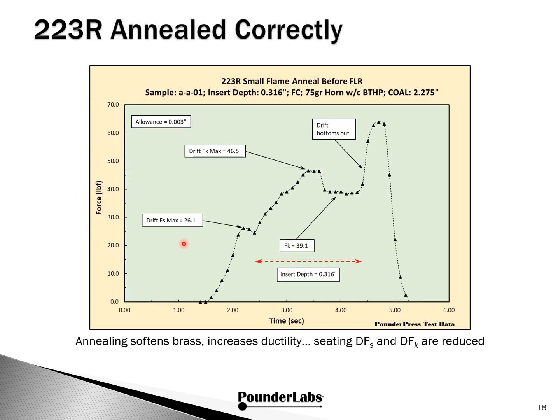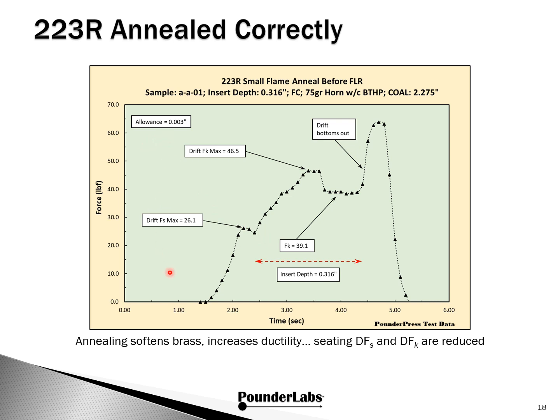Here's an example from our Group B, properly annealed once fired. DFS is down to 26 from 42. DFK is down to 47 from 77. And FK is down to 39 from 68 before the drift bottoms out. Here's our insert depth, and this is also with an allowance of 3,000.